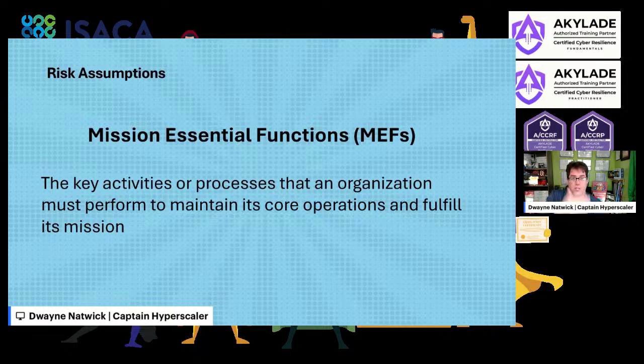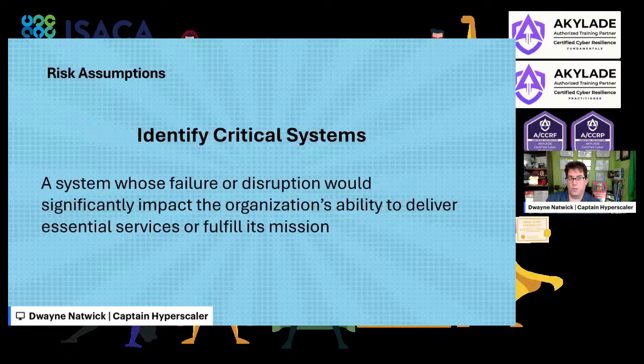Mission essential functions, obviously, this isn't just our critical systems, which we'll talk about on the next slide, but these are the key activities and processes. When we do a business continuity plan, we look at those people that are key, not just the systems, but the people that are key to all the operations and fulfill what we need to do as an organization. The critical systems then are systems that are going to have a significant impact. What are the systems that we need and are necessary to do our day-to-day business?